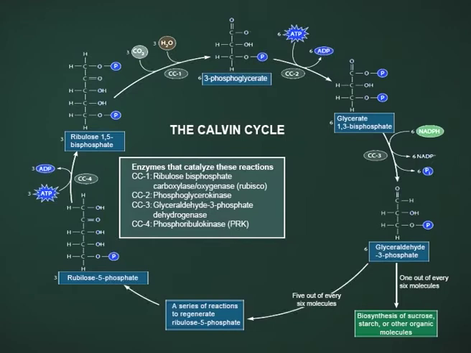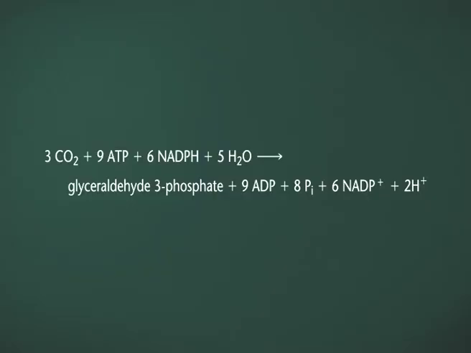Hence, one complete turn of the cycle trapping 3 molecules of carbon dioxide as 1 molecule of glyceraldehyde 3-phosphate requires 6 plus 3, that is equal to 9 ATPs and 6 NADPH. Thus, the overall reaction can be represented as 3 molecules of carbon dioxide plus 9 molecules of ATP plus 6 molecules of NADPH plus 5 molecules of water gives rise to glyceraldehyde 3-phosphate plus 9 ADP plus 8 inorganic phosphate plus 6 molecules of NADP+ and 2 protons.